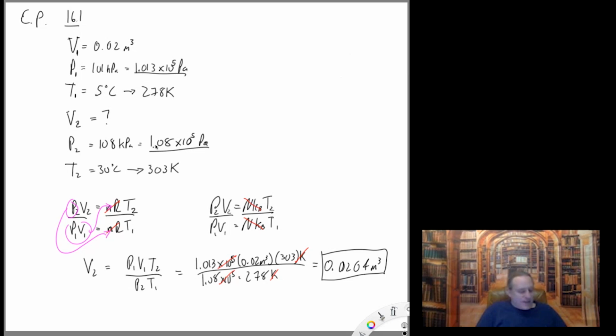I'm getting the same thing that I got before. Anybody else get something? I'm getting the same thing you got. Okay. I'm going to guess maybe when you were punching in the 1.013, maybe you missed a 0 or something. Or maybe missed a 0 on the 1.08, I don't know.